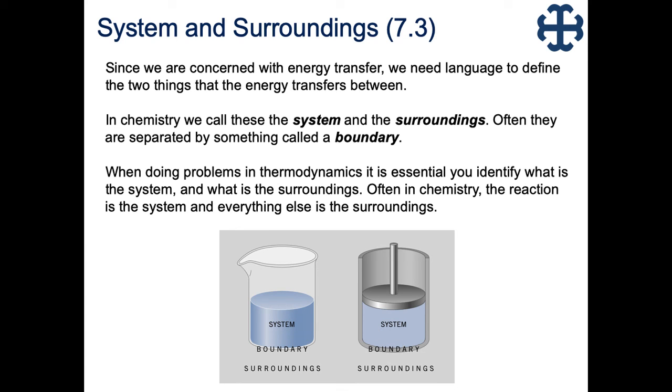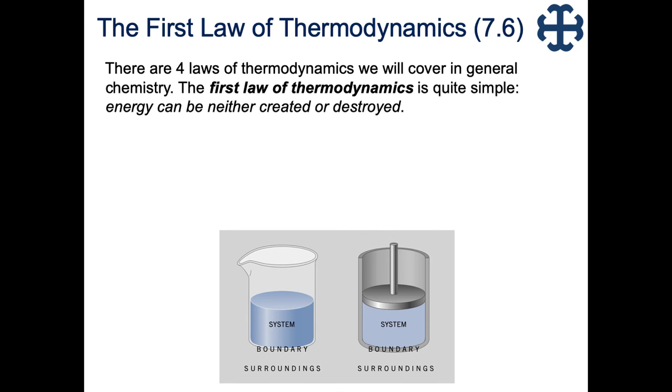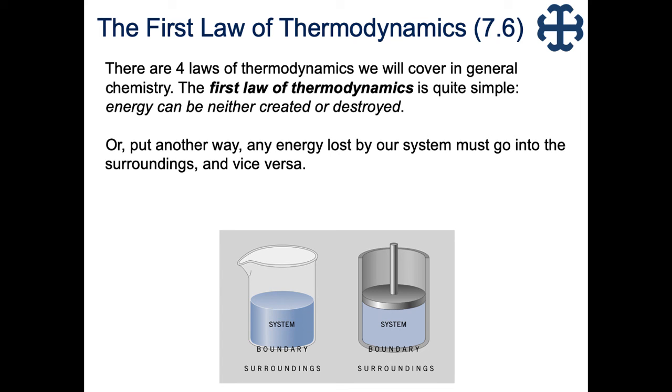Okay? So a lot of vocab in this pre-lecture, but one more concept we're going to talk about here are the laws of thermodynamics. In particular, we're going to talk about the first law of thermodynamics, which is hopefully pretty simple and intuitive. And that could be that energy is neither created or destroyed. Put another way, anytime we have a loss of energy in our system, that energy must go somewhere, and we are going to say that that goes to our surroundings. Okay, and then of course the opposite can be true. If our system gains energy, that energy has to come from the surroundings.